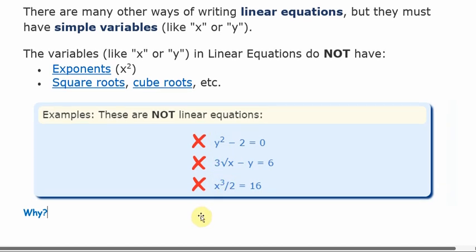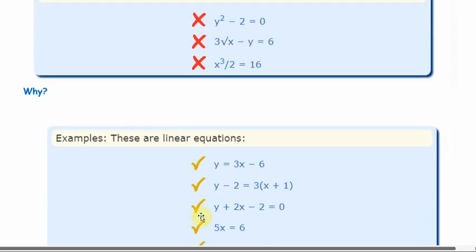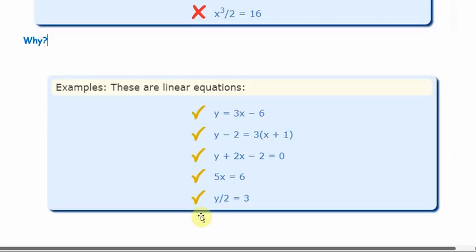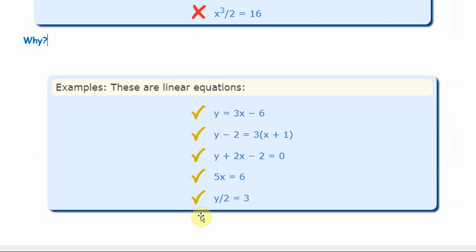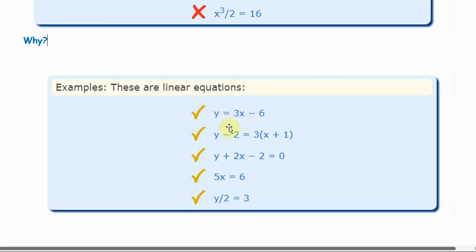However, these are linear equations. So you can pause the video here and write these examples of linear equations. As you notice, not all of them are in the form y equal mx plus c. Only the first one is in that form currently.